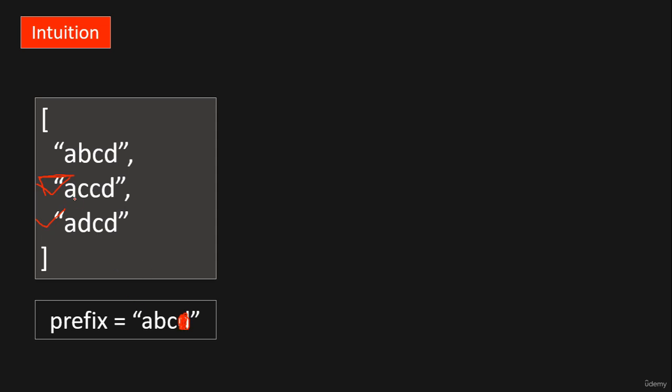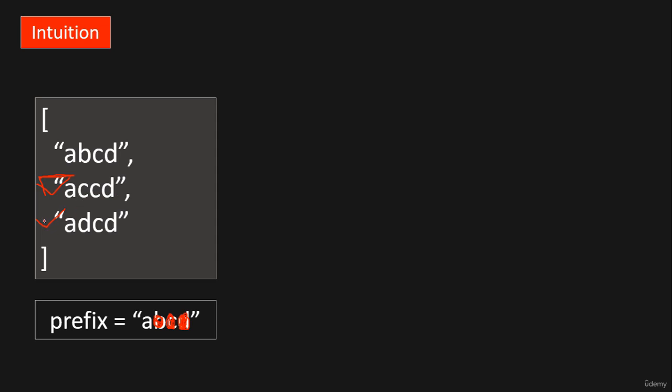Then we're going to check again: does this string ABC start at index 0 in this string ACCD? We see no. So we're going to remove the last character. Now we check, does AB start at index 0 in this string ACCD? We see no. So we're going to remove this character B. Now we check, does A start at index 0 in this string? We see yes, A starts at index 0 in this string ACCD.